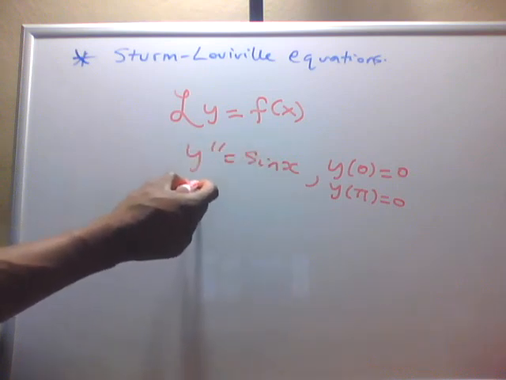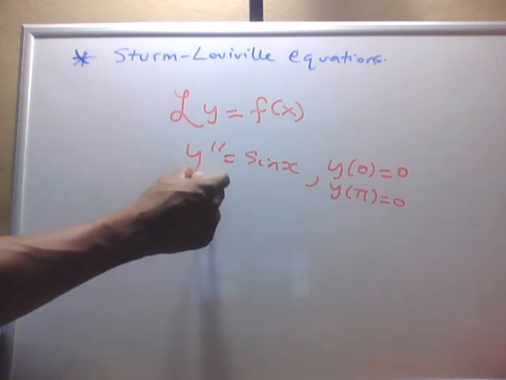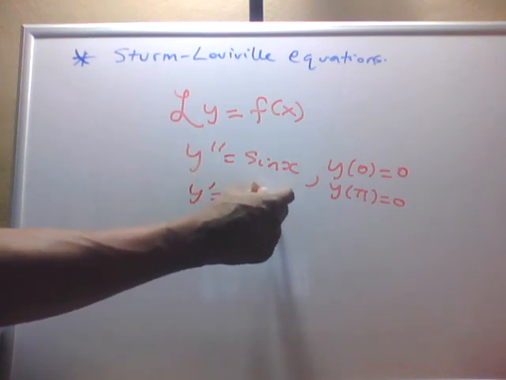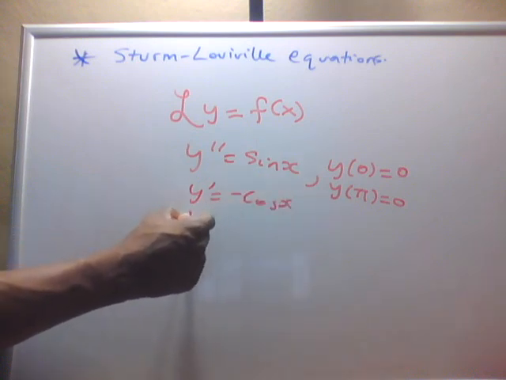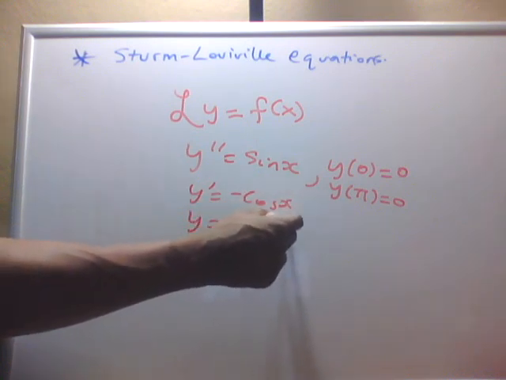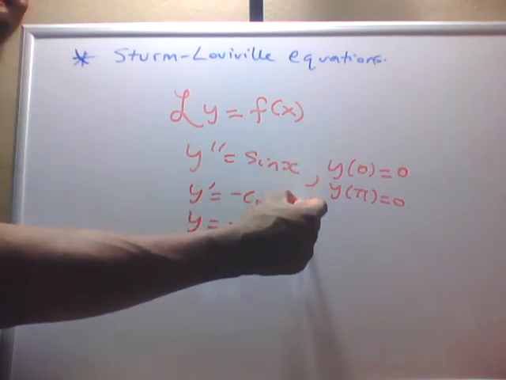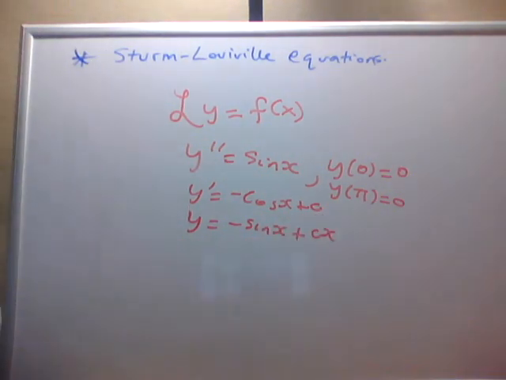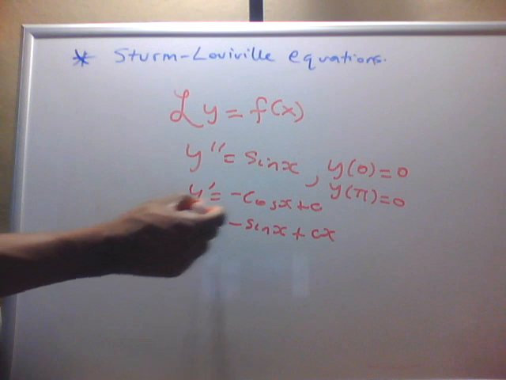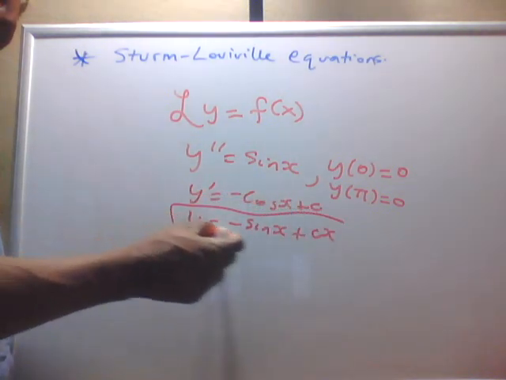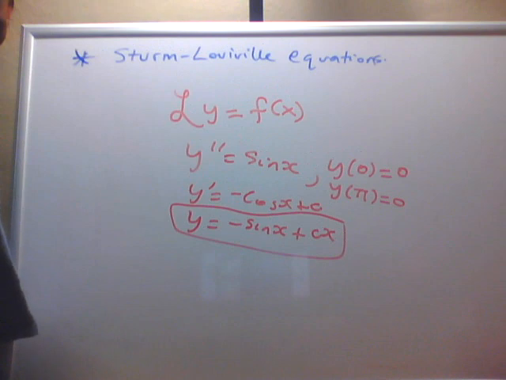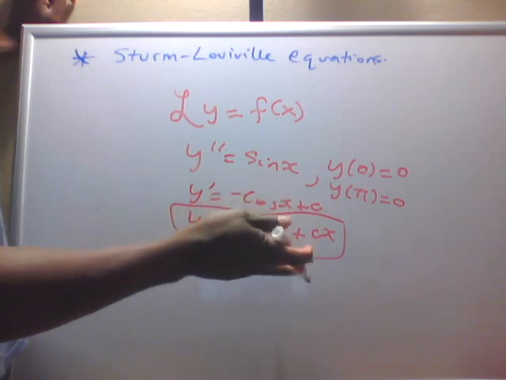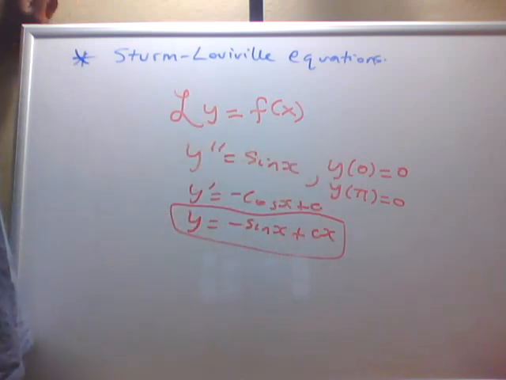If I integrate this twice, this is an easy one to solve. y prime equals negative cosine x, y equals negative sine x, and we have a constant times x here. Okay, so this is a general solution. This is an easy one, so we don't need to. Why am I doing this? Okay. Well, this is the solution to this from the technique we know.